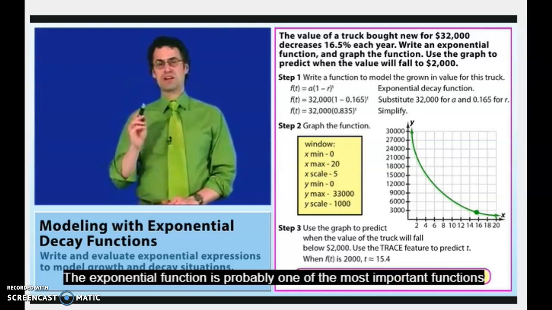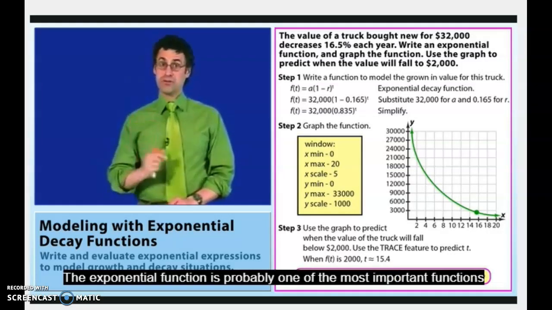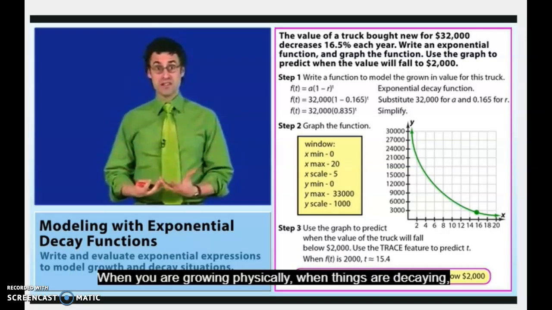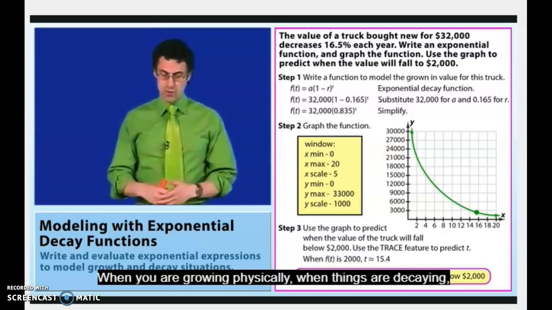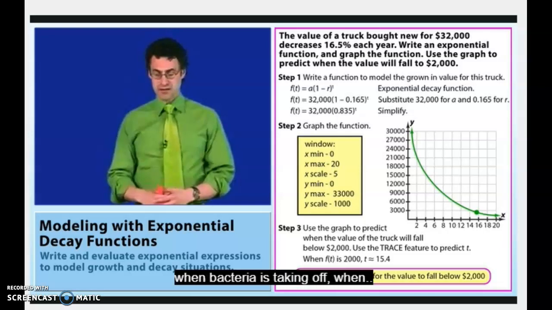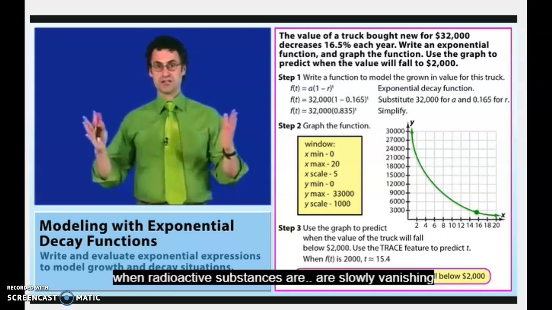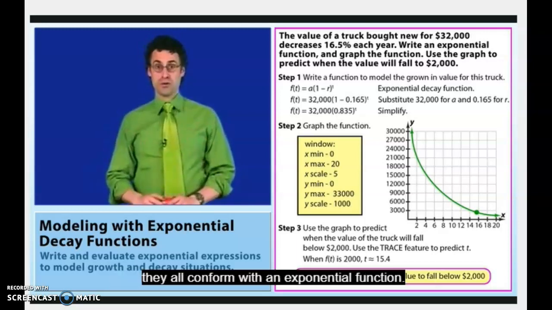So we've got about 15 and a half years to go, and we were able to conquer that question using exponential decay. The exponential function is probably one of the most important functions that's around us in our everyday lives. When you're growing physically, when things are decaying, when interest is being accrued, when bacteria is taking off, when radioactive substances are slowly vanishing, they all conform with an exponential function.